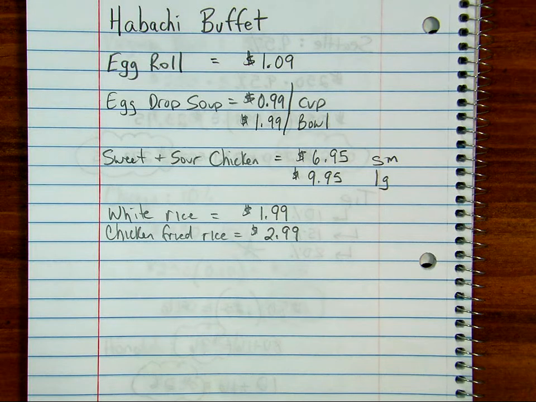So we're gonna have to do two things here. We're gonna have to figure out the total. We're gonna have to figure out the sales tax, and then we have to figure out the tip. So let's do this.